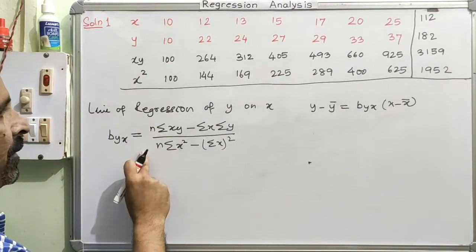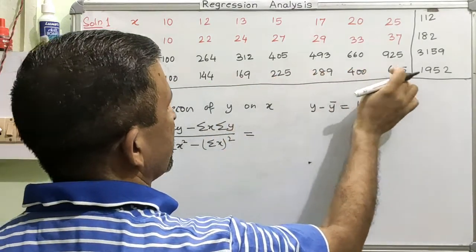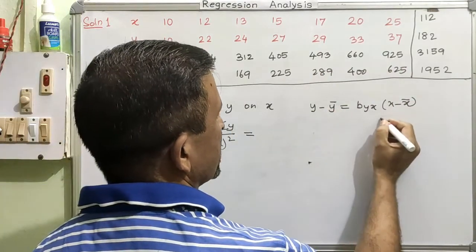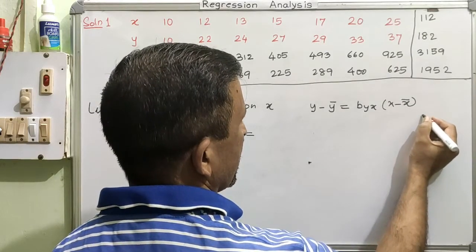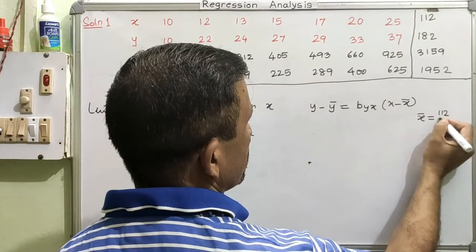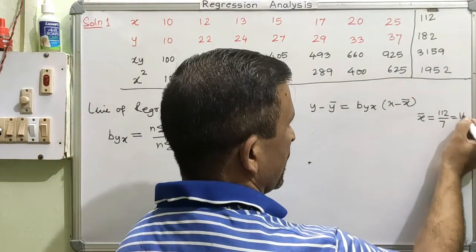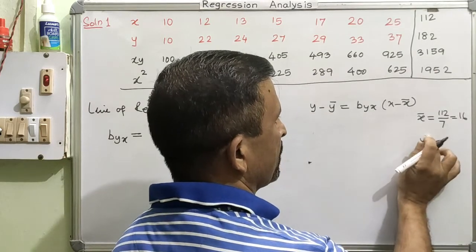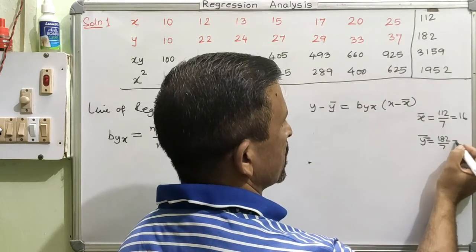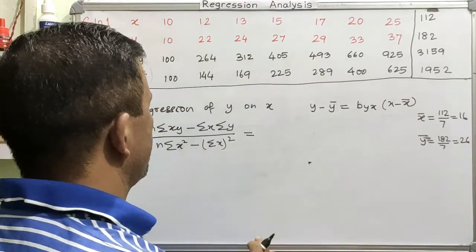Now we are going to first of all find this one. So n, how many? 1, 2, 3, 4, 5, 6, 7. Clear? Now let me also find the y mean and x mean. X mean is the sum of all the x, 112, divided by 7. So this comes equal to 16. And y mean is the sum of all the y, that is 182, divided by 7. So this will come 26. Is this all right?